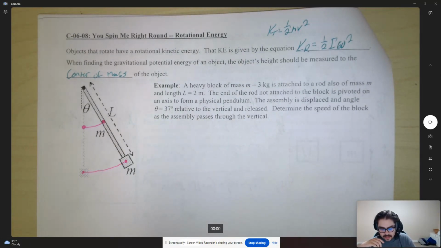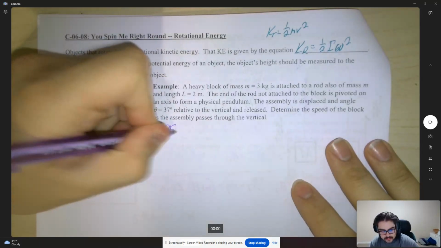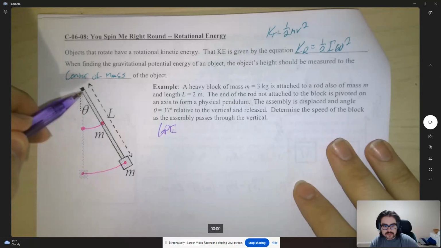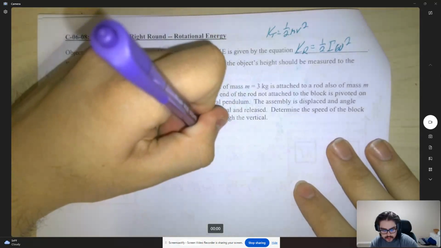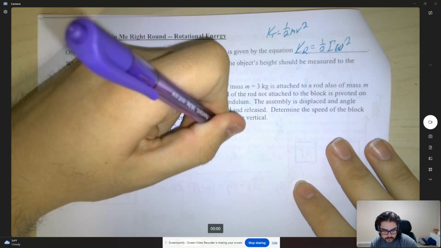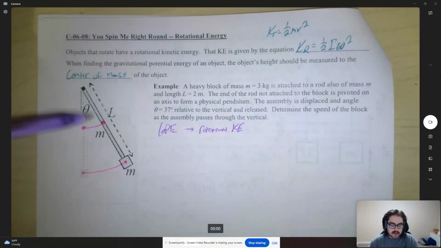It's important to note a couple of things here. The first thing is that we need to convert. Initially, when it's held like this, it has gravitational potential energy, and it turns into rotational kinetic energy, because this is going to swing and it's going to rotate.